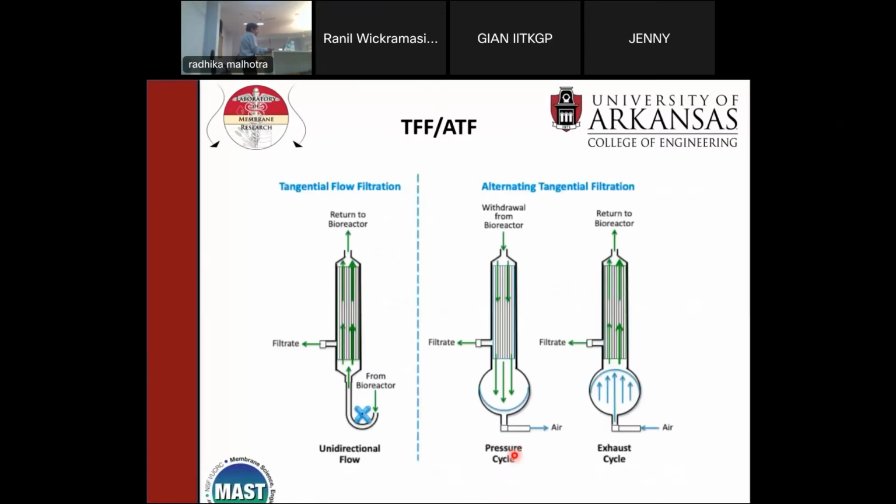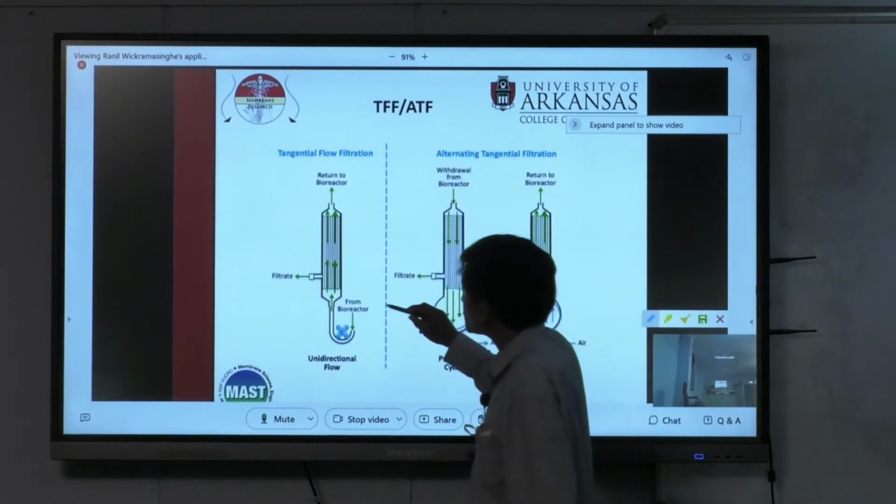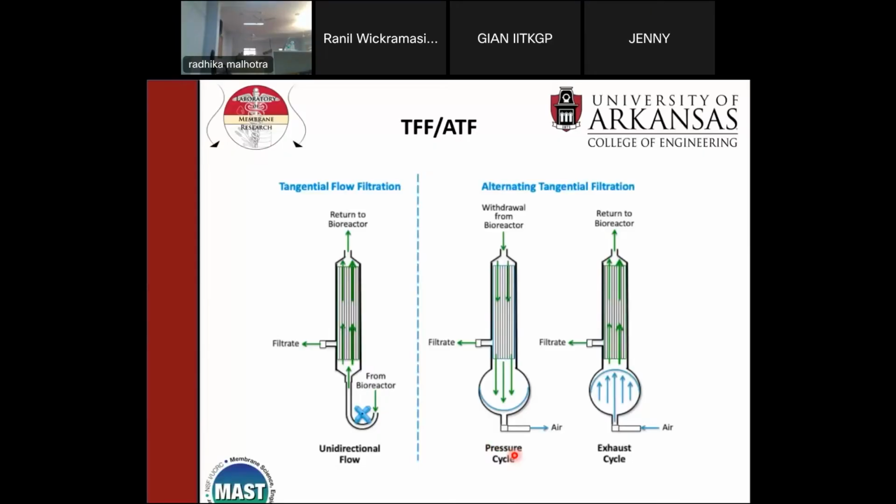And I showed, I have it here. Okay, let's first, and then I'll come back. Okay, let me explain this. If you look at this, okay, so here is conventional tangential flow. So you have a peristaltic pump. Okay, you have stuff here. It's pumped here, pumped through the fibers. You remove your filtrate, and then it goes back to your bioreactor here.